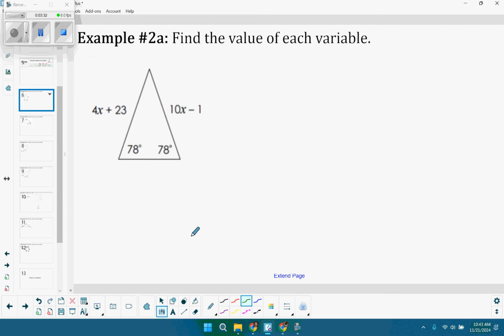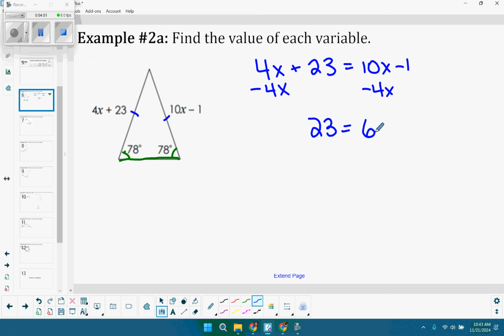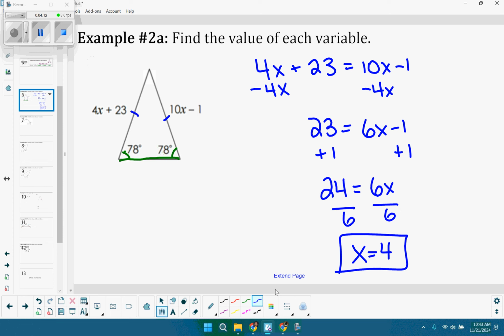So in example 2a, we want to find the value of the variables. We can see that we have two angles that are congruent here. They're both 78 degrees. So those base angles are congruent. I can say these legs are congruent, which means I could set 4x plus 23 equal to 10x minus 1. So let's subtract our 4x. Let's add our 1 and divide by 6. So we get x equals 4.